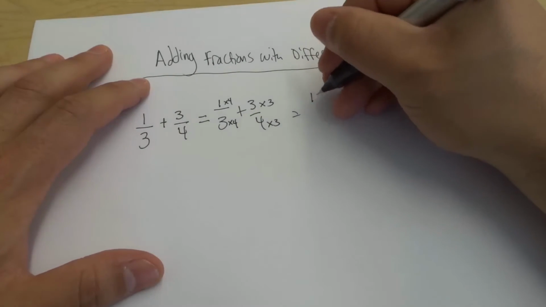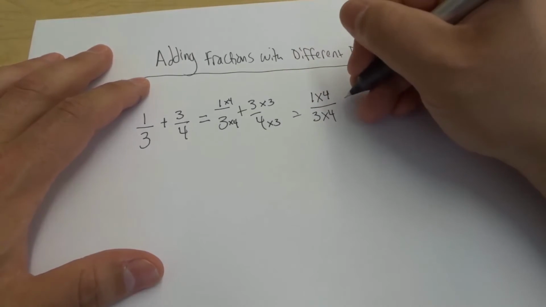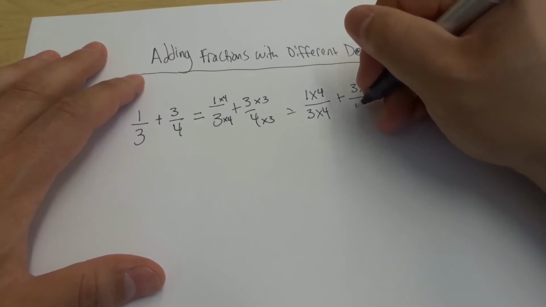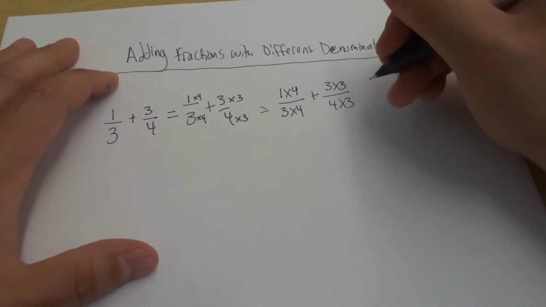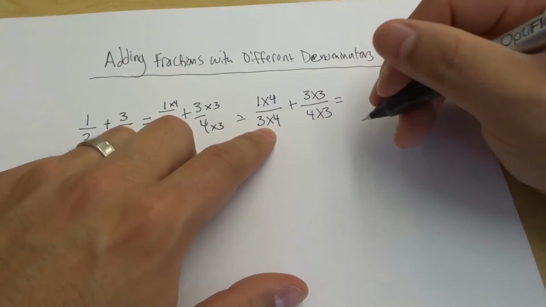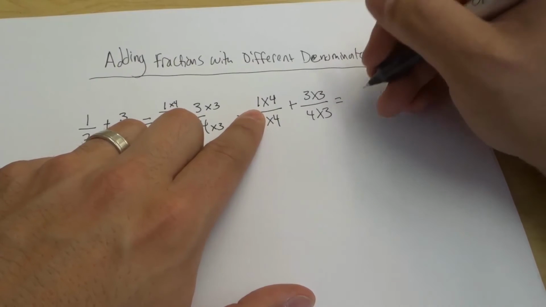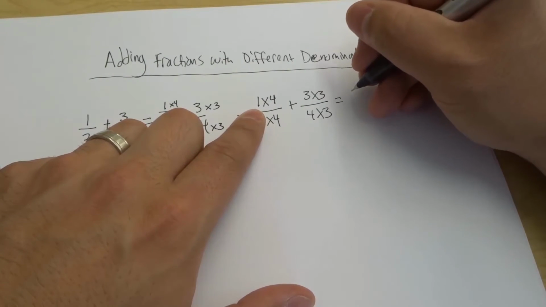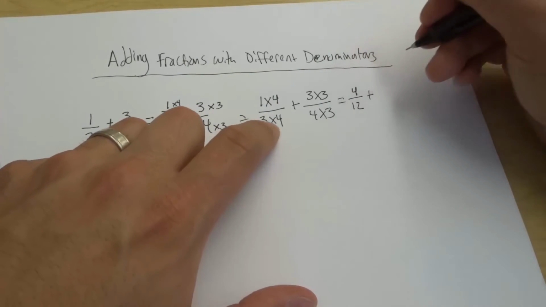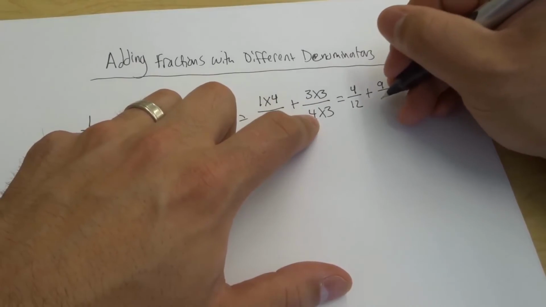Once again, we have 1 times 4 over 3 times 4 plus 3 times 3 over 4 times 3. Now we're going to actually multiply these numbers together. We know the bottom numbers will be 12 and we'll figure out the top number. So 1 times 4 is going to be 4. Very simple. 4 over 3 times 4 is 12. Plus, that stays the same, 3 times 3 is 9 over 4 times 3 is 12.